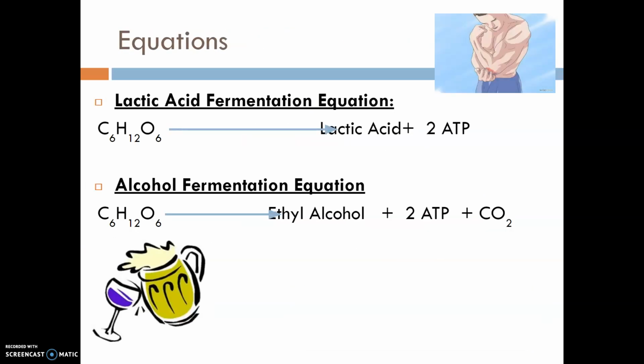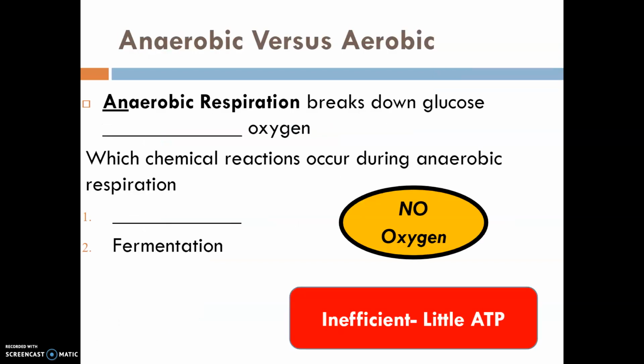So here are the two chemical equations for lactic acid and alcohol fermentation. Notice there is no oxygen present in our reactants of the equation. Only 2 ATP are produced, but remember the organism does not use those ATP. So anaerobic respiration breaks down glucose without oxygen, an meaning no or without.